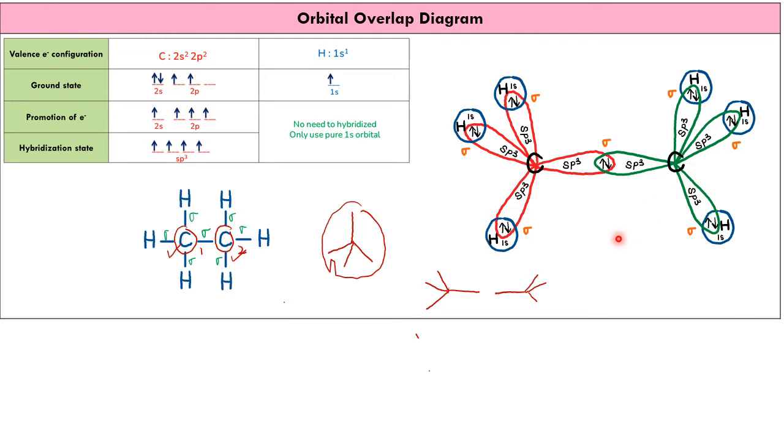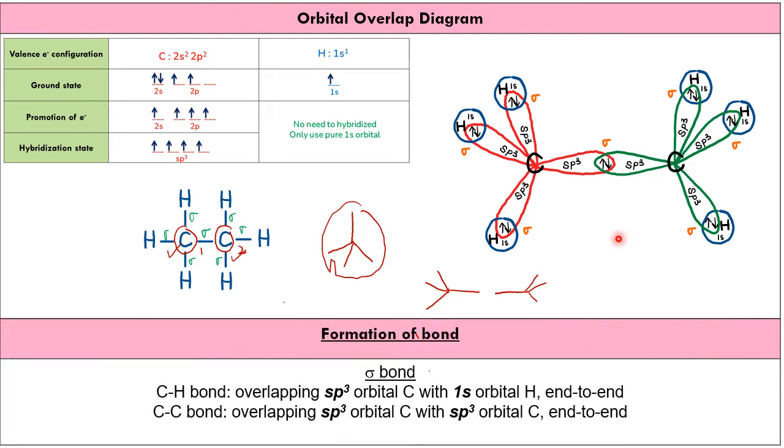Okay. So for the explanation untuk formation of bond, so dekat sini since semuanya adalah sigma bond saja, so kita nyatakanlah. Okay, jadi we have two types of bonds over here. So the first one is the C-H bond, which we have overlapping between sp3 orbital of carbon with 1s orbital of hydrogen and 2n. Okay, dan kita ada overlapping between these two carbon. So carbon-carbon bond, overlapping of sp3 orbital of carbon with sp3 orbital of another carbon and 2n.